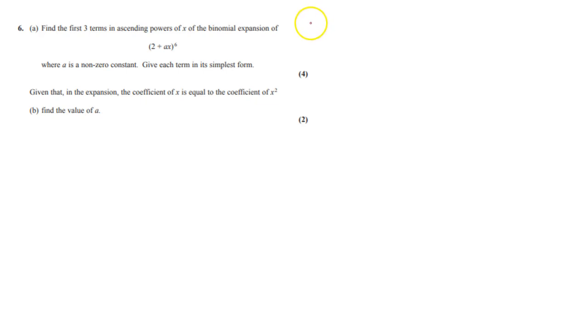Question number 6. Binomial expansion. I generally consider binomial expansion as free marks. Find the first 3 terms in the ascending power of x of the binomial expansion. That is 2 plus ax to the power 6.